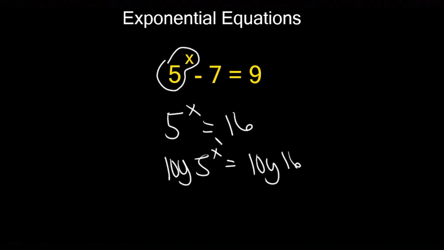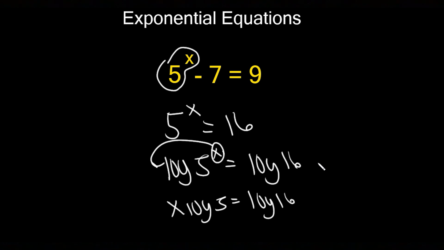And now we can use the power property, meaning I can bring this variable x down to the front, and I can rewrite it as x log of 5 equal to log of 16. And from here, you're going to solve for x. You're going to divide both sides by log of 5, and you're going to get x is equal to log 16 all over log 5.